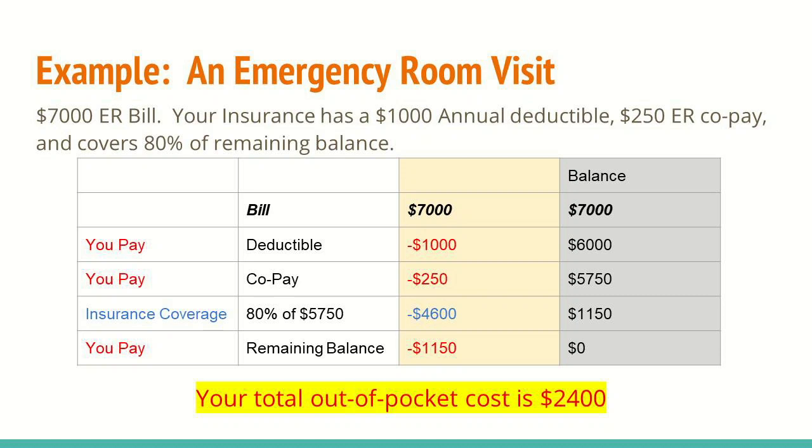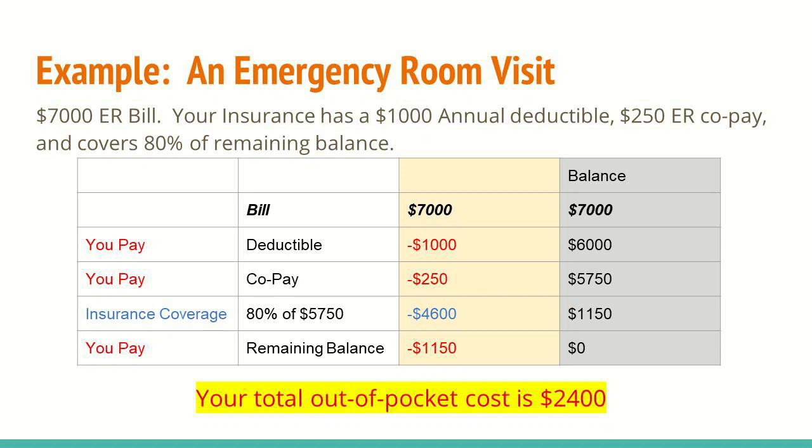Now we're up to the insurance coverage. The insurance is going to cover 80% of the remaining balance. So they're going to pay for 80% of $5,750. They are paying a really big chunk, and that chunk is $4,600. That leaves a balance of $1,150, which is your remaining out-of-pocket cost. So if we add up all of the costs in red, the $1,000 deductible, the $250 copay, and the remaining balance, we end up with $2,400. So that out-of-pocket cost is $2,400.